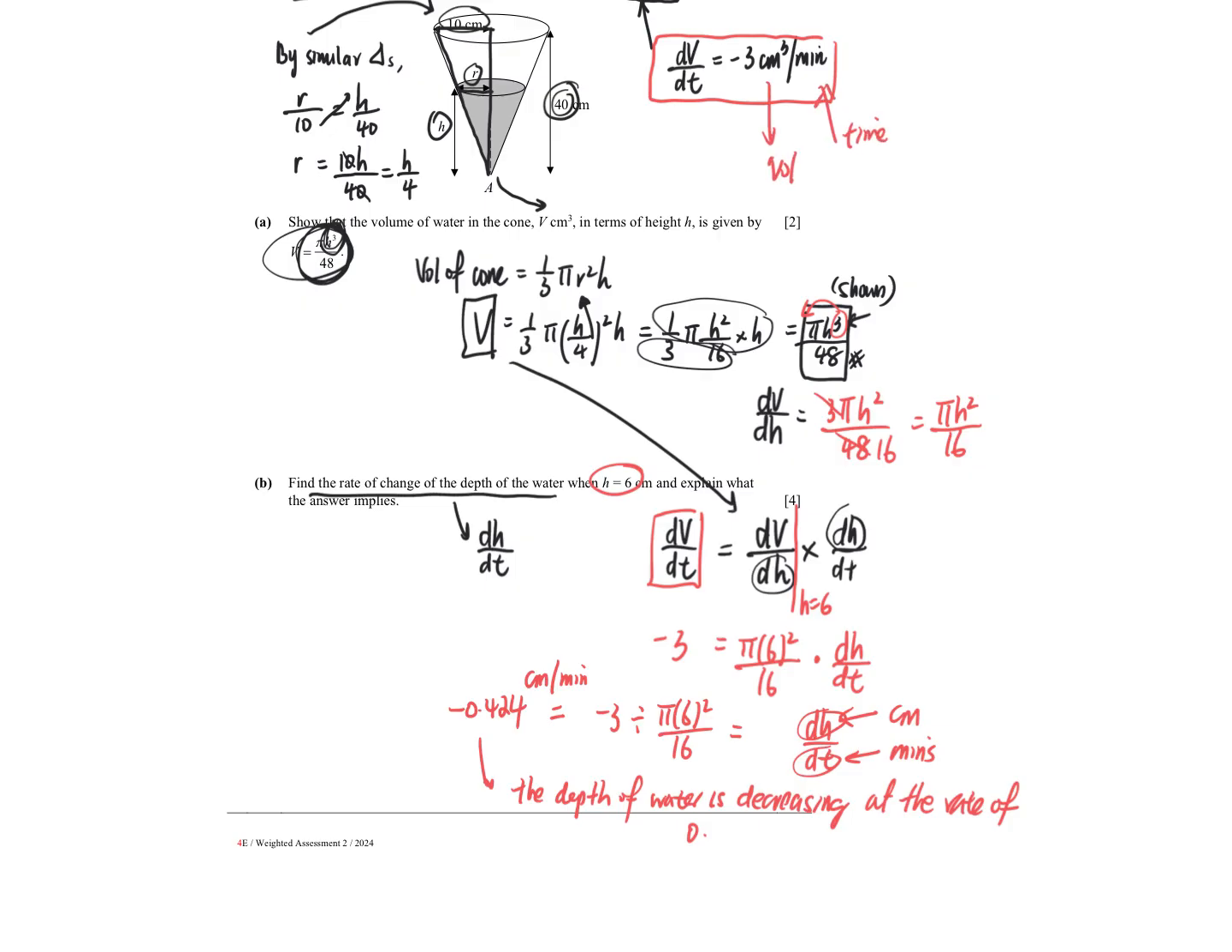See, now you understand. This is very good. I don't think you need to put "this is decreasing" already. If you put negative, it means it's decreasing. So you just mention that the depth of water is decreasing at this rate. Or you can tell me it's actually decreasing at 0.424 every minute. Also can. Yeah, you see, we understand.